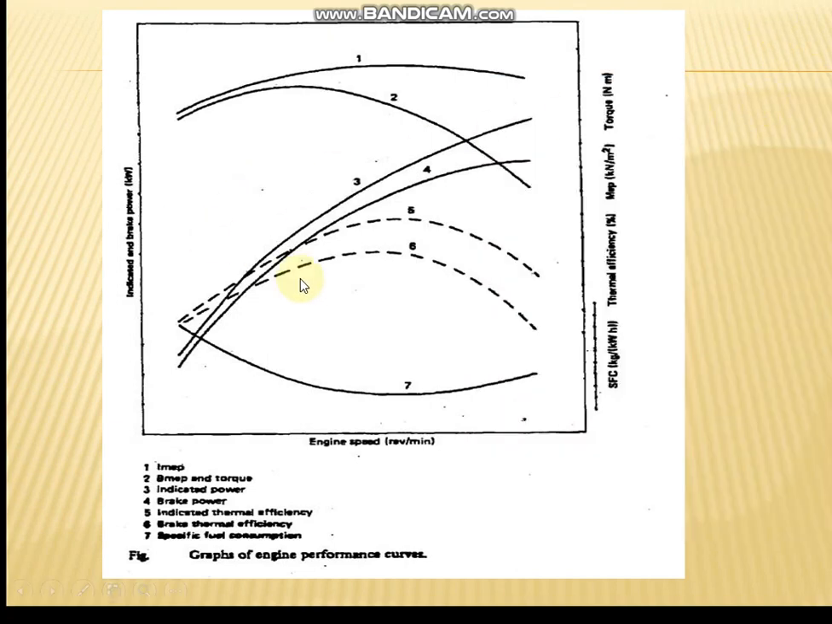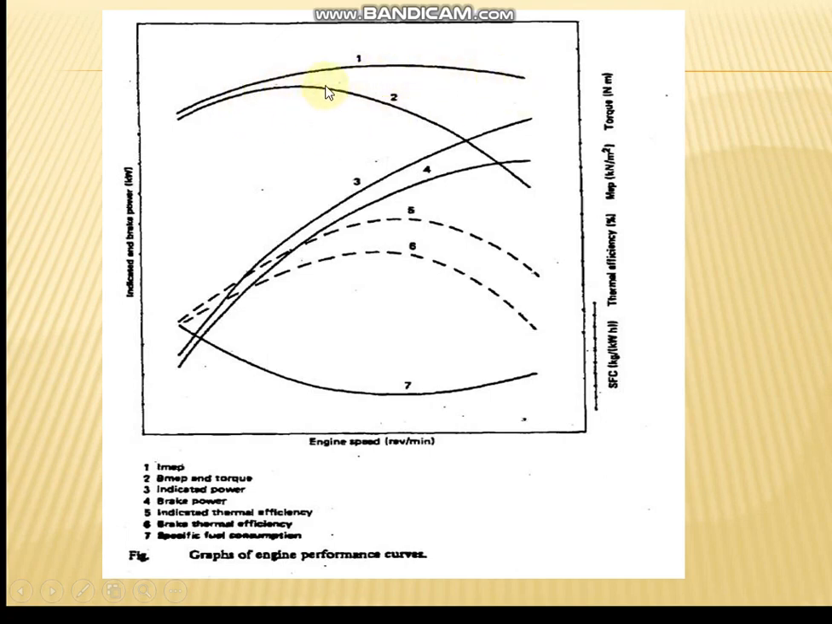This is the performance. This is indicated and brake mean effective pressures, brake power, engine speed, and specific fuel consumption. All these are put on this diagram. Here, zero is the speed, and the speed is increasing in this direction. The indicated mean effective pressure increases and then slowly drops.